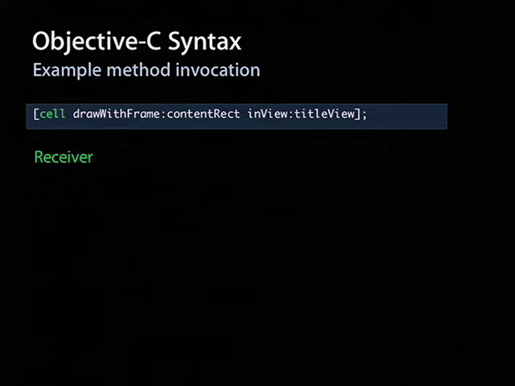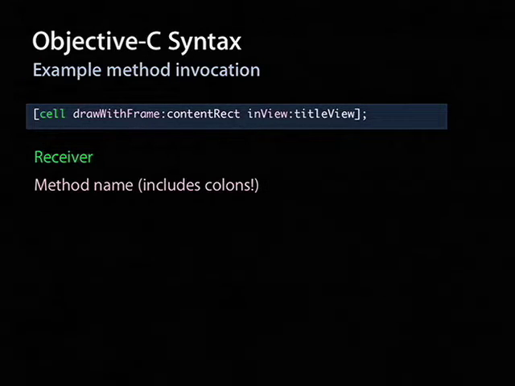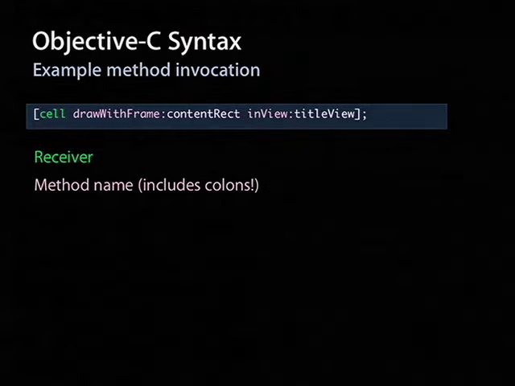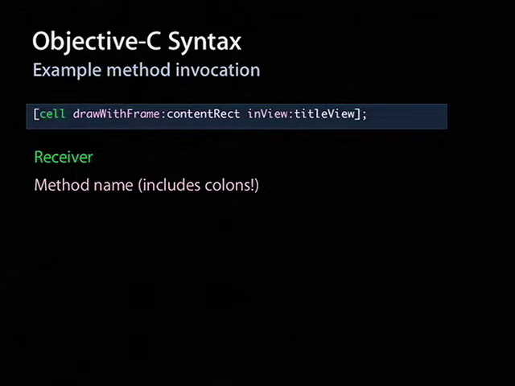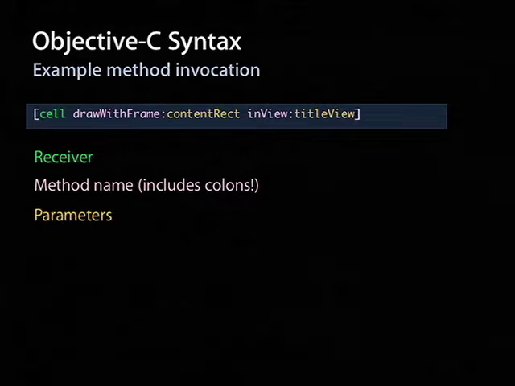So the cell here is called the receiver. This is the object that the method is being called on. Next, we have the name of the method. Draw with frame, colon, in view, colon. The colons are part of the method name. If the colons were not there, it would be a different method. You'll notice that the method name is broken up over multiple parts of the actual invocation. The parameters here are also interspersed with the method name. So here the parameters are content rect and title view.